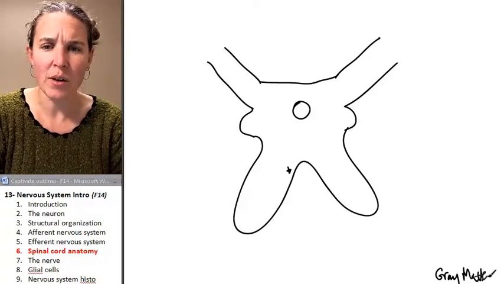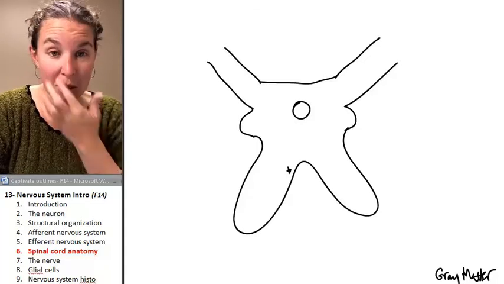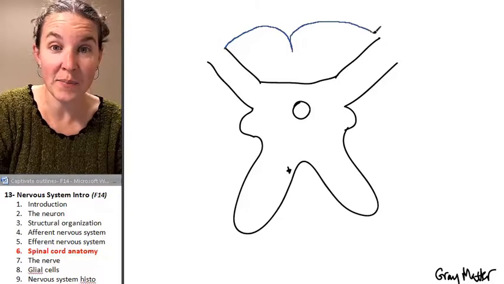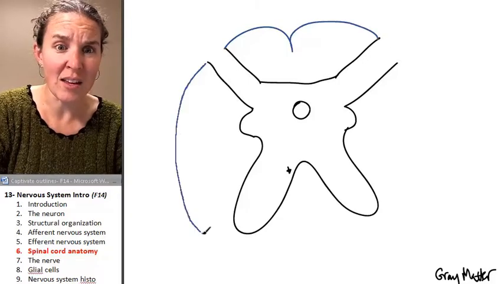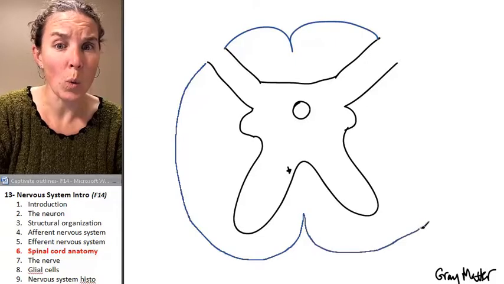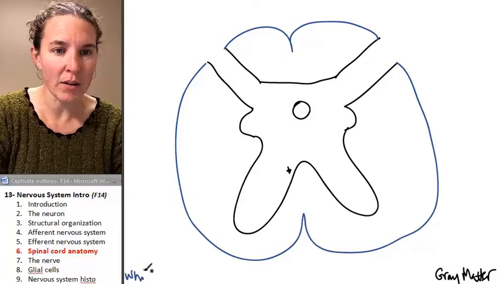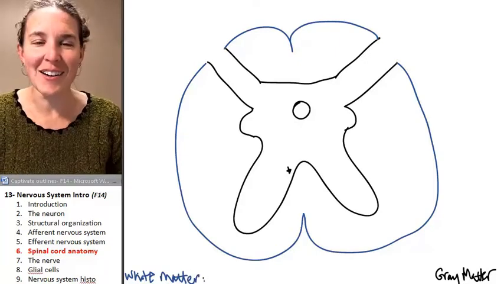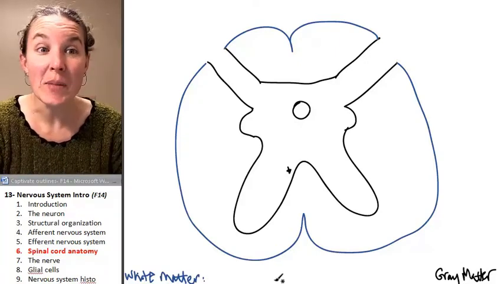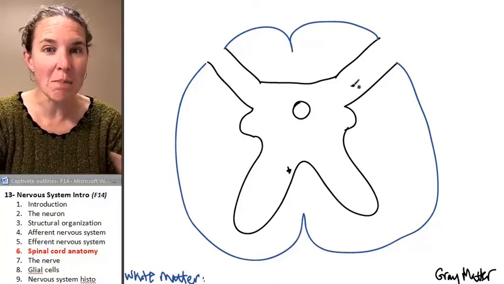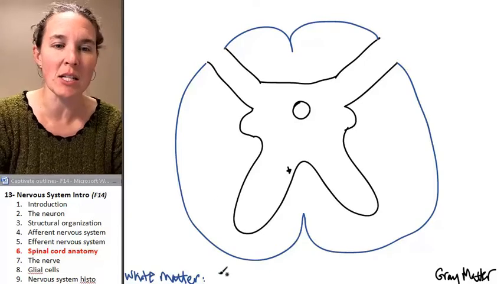Now, that means that everything else that I'm going to draw right now, like this and this, all of that, that's all white matter. What the heck is the difference between gray matter and white matter? Oh, let me tell you. White matter is mostly myelinated axons. That's what's making up most of this white matter tissue.